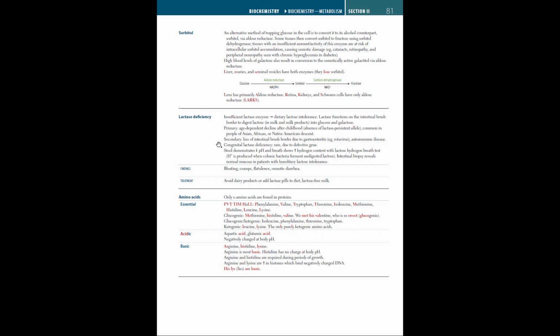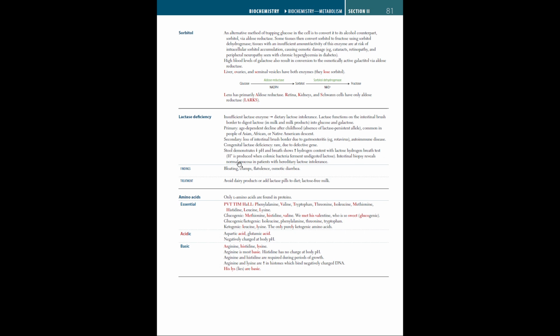Now, secondary lactase deficiency is a loss of intestinal brush border due to gastroenteritis, or rotavirus, for example, autoimmune disease, or congenital lactase deficiency. And this is rare, as it is due to a defective gene. Now, stool demonstrates decreased pH, and breath shows increased hydrogen content with the lactose hydrogen breath test.